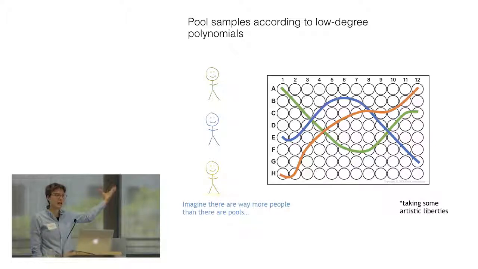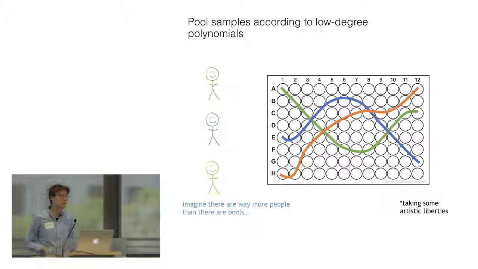Where am I going to put their samples? So for example, this green person here, I would put them in all of the pools that the green line goes through, and that's supposed to be some low-degree polynomial. And the blue person, I'd put his samples in all of the things that the blue line goes through, and so on. I do this for tons and tons of people.